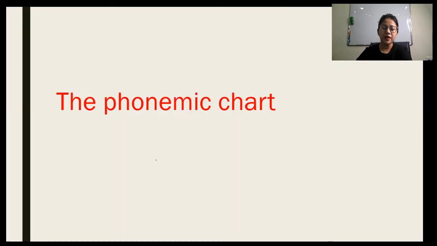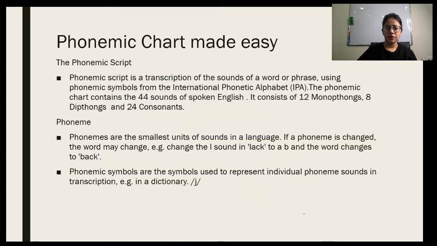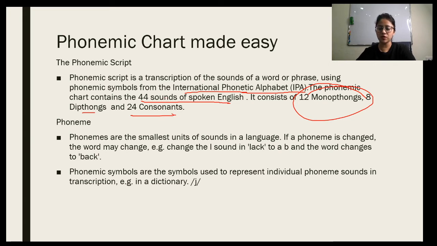All right, let's begin. Once again, introducing the phonemic chart to all the people who want to improve their pronunciation. So now, let me tell you more about the phonemic chart. The phonemic chart consists of 44 sounds of spoken English. It is also called the International Phonetic Alphabet because that's the one which we use to explain it to our students. It consists of 12 monophthongs, 8 diphthongs, and 24 consonants.